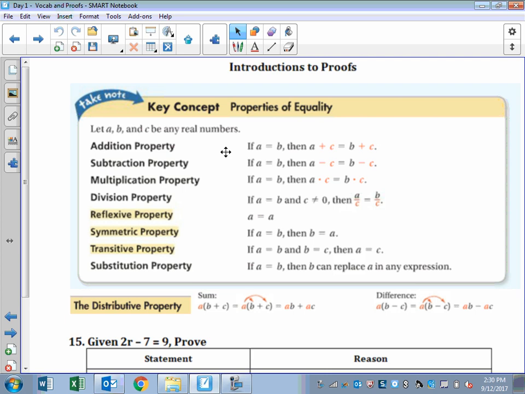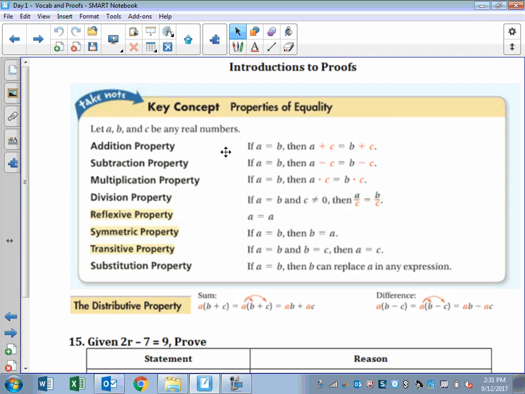This will be your introduction to proofs, which I'm sure you all will love very much. So this is our reasoning for steps in proving that things are true. I'm going to do a couple examples so you guys can get the hang of it. First off, we'll start with just some key vocab, some key things that will be used for your reasons.